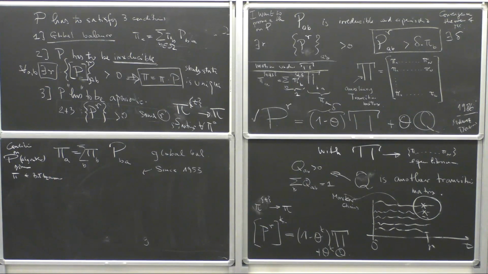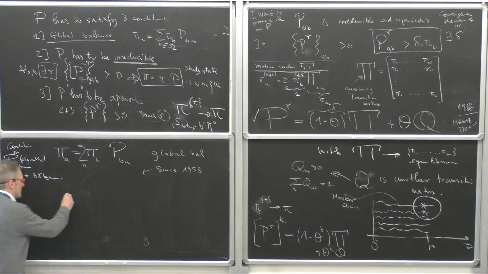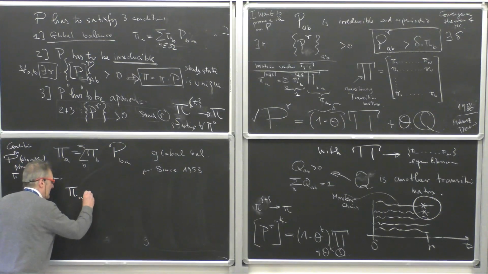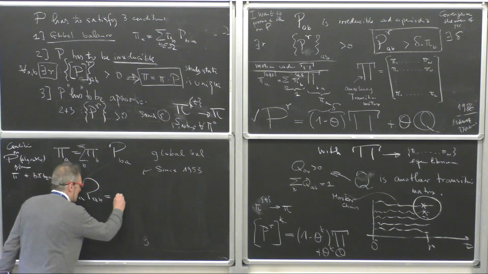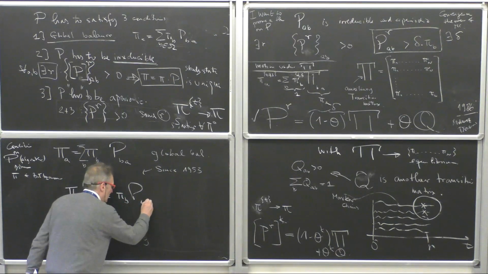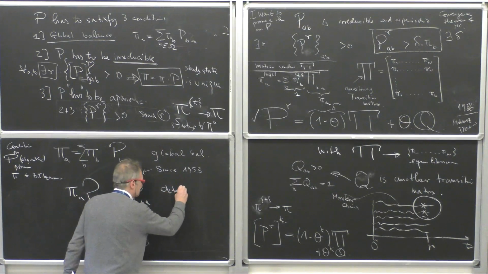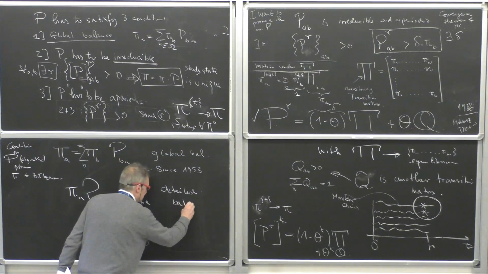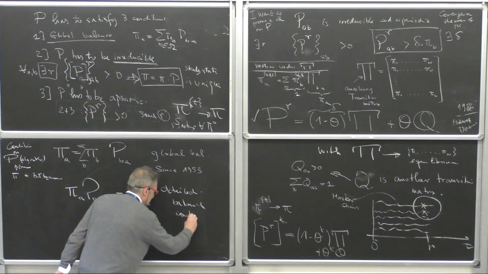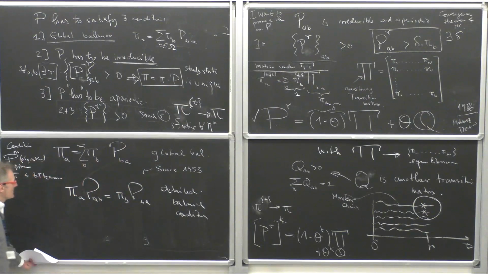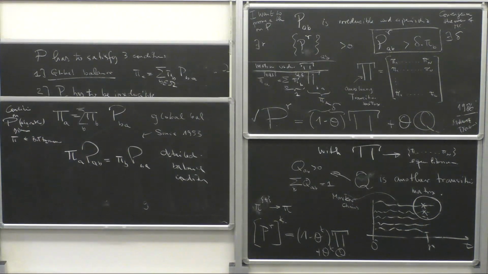Since 1953, that's not the condition that was used. The condition that was used is pi A, P from A to B, equal to pi B, P from B to A. That's called the detailed balance condition. It was the condition that was used, and not the other condition. This detailed balance condition is what we used on the heliport.